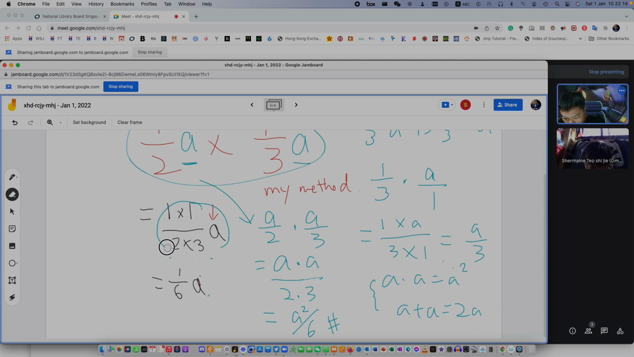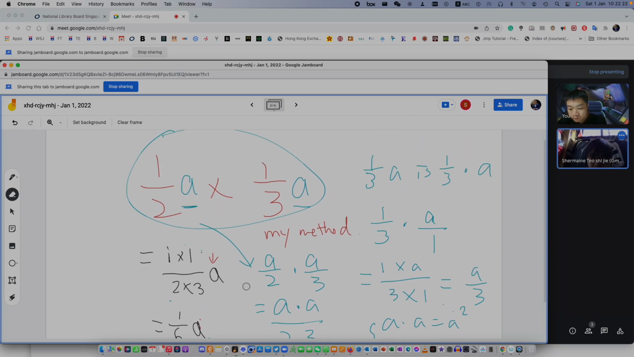Because... Continue. The A, I put it at the side. You put the A at the side, okay, and then? By the way, how do you do multiplication for fractions? You times the numerator and you times the denominator together, right?